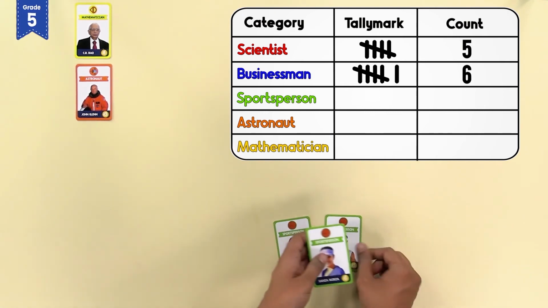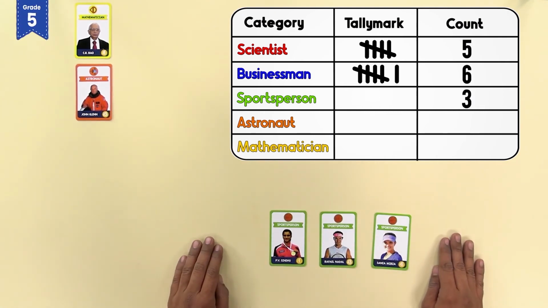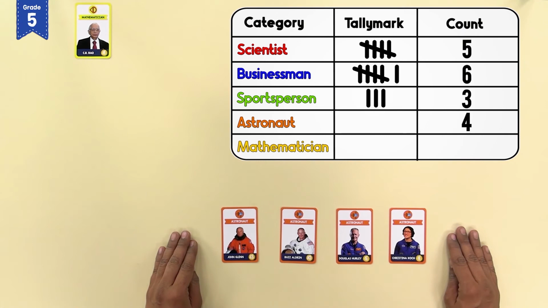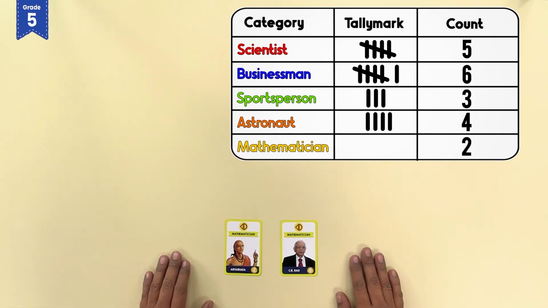We have 3 data cards of the category sportsperson. The number 3 is represented by 3 vertical lines. We have 4 data cards of the category astronaut. The number 4 is represented by 4 vertical lines. And we have 2 cards of the category mathematician and the number 2 is represented by 2 vertical lines.